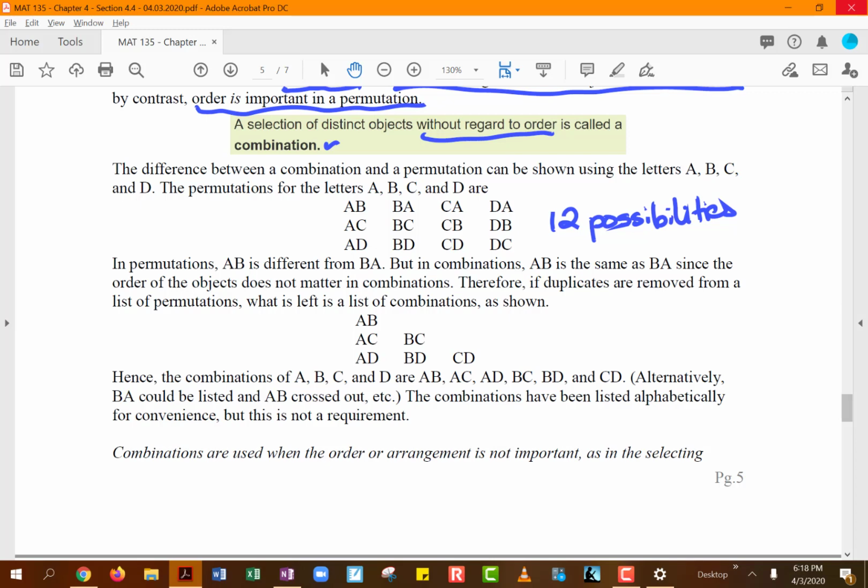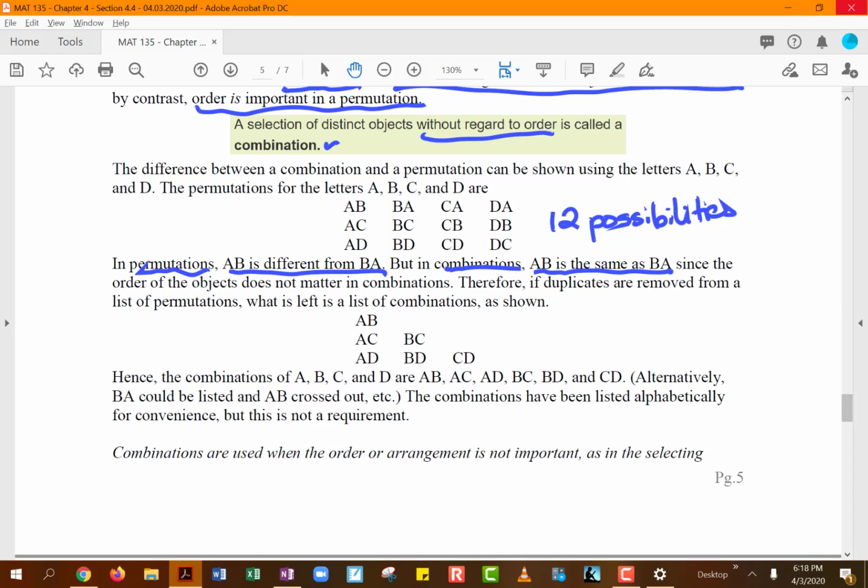Now, when we're talking about combinations, where we have no regard for order, order is not important. So in a combination, your AB is considered to be the same as BA, and like I said, in a permutation, they would be considered different. So when we are looking at combinations, you can take all the duplicates out. Since AB and BA are the same, you can remove BA.